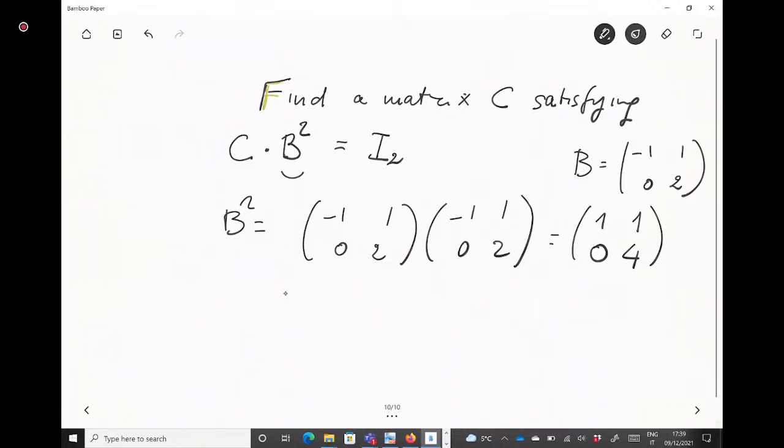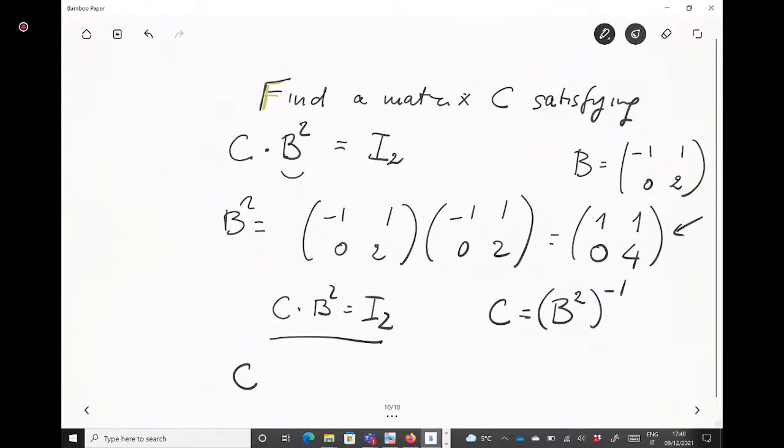Now, finding a matrix such that C times B squared is equal to I2 means that C is, by definition, the inverse matrix. Should be the inverse of B squared. Okay? So our matrix C is just the inverse of this one. The determinant is 4, so 1 over 4, and then exchange the two elements in the main diagonal, 4, 1, and change the sign to the other elements. Okay? Here is our matrix C.